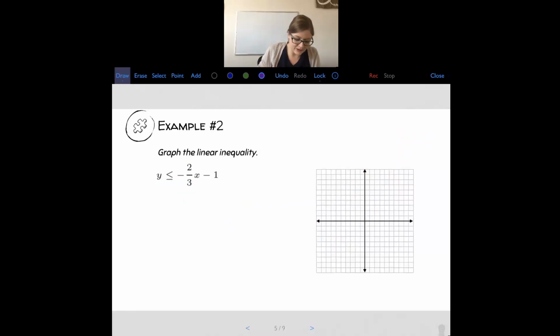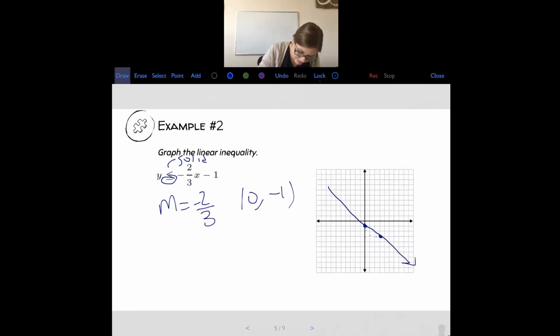Next, graph the linear inequality. y is less than or equal to negative 2/3 x minus 1. So our slope is negative 2/3. Our y-intercept is 0, negative 1. And this line is going to be solid because the or equal to makes it a solid line. So first we'll graph the line and then we'll shade. So 0, negative 1, and then we go down 2 over 1, 2, 3. And this line is solid.